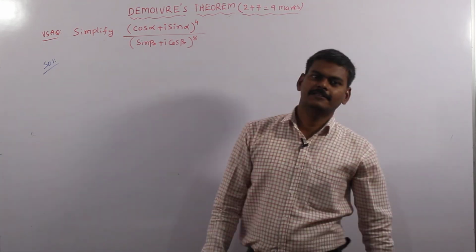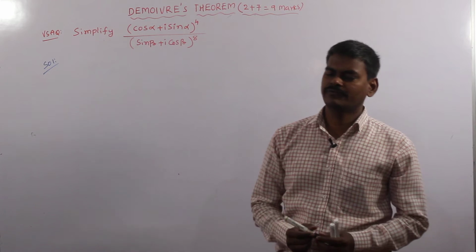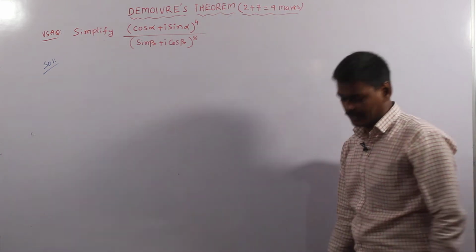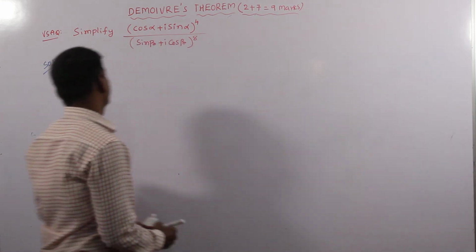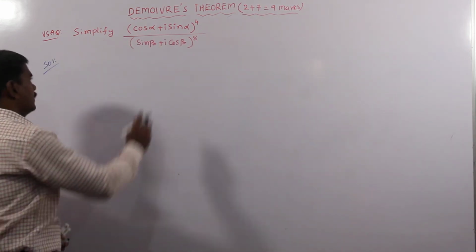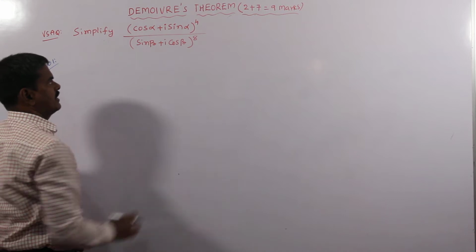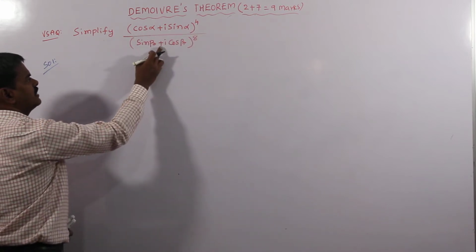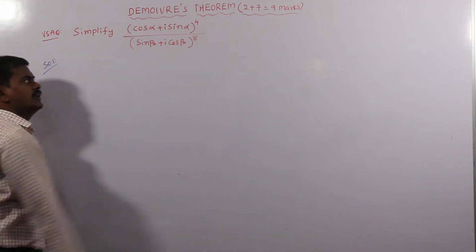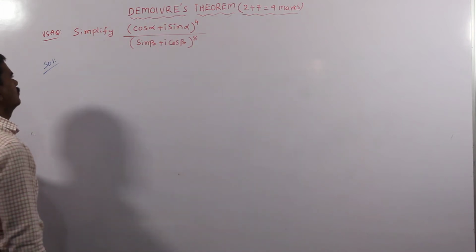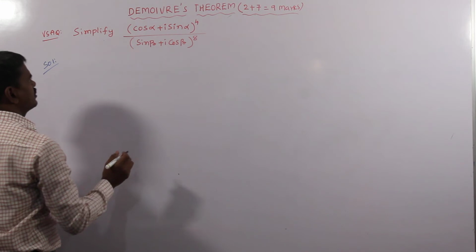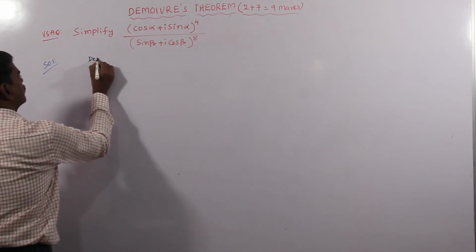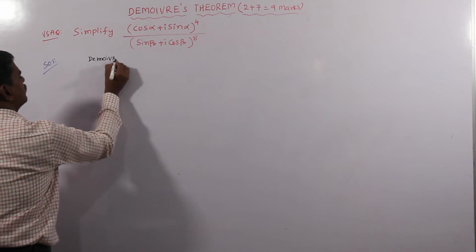Hello students, in this video we are going to discuss one of the important very short answer questions from the chapter Demoivre's theorem. Let us see the question. Simplify (cos alpha + iota sin alpha) whole power 4 divided by (sin beta + iota cos beta) whole power 8. So to simplify the given expression we must remind Demoivre's theorem first. So let's remind once Demoivre's theorem.